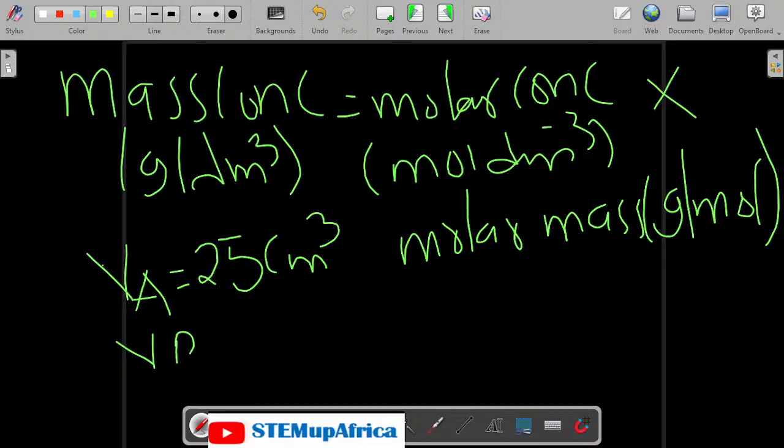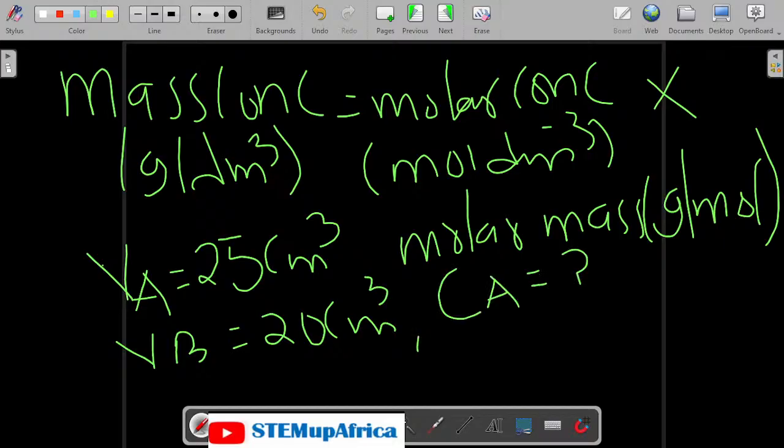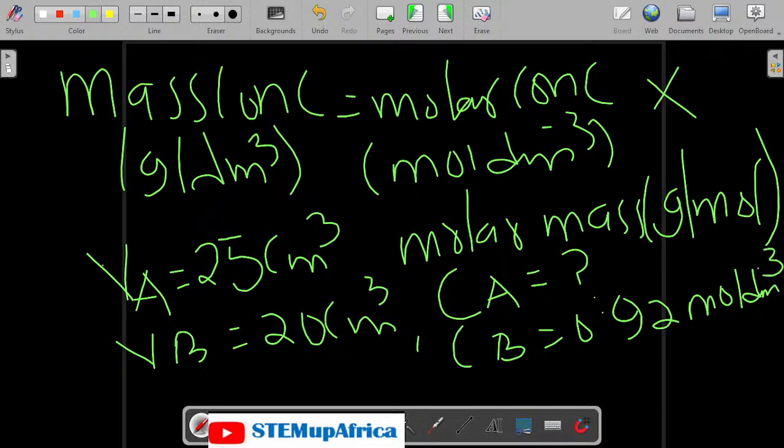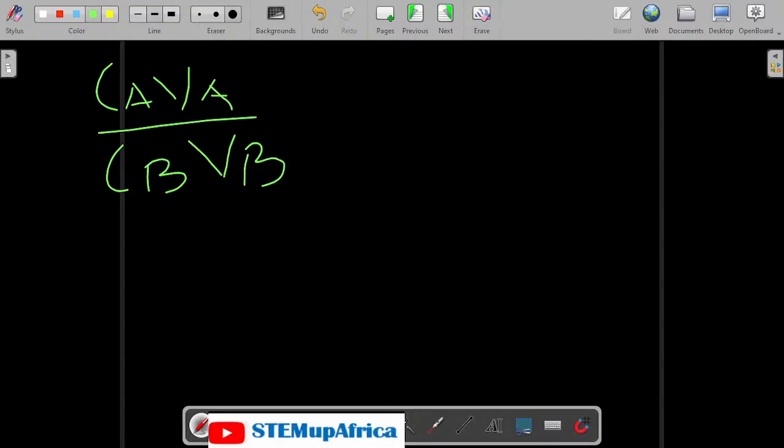Our VB is 20 cm cube. Our CA is unknown. Our CB is 0.92 mole per dm cube. So from here now we can calculate the concentration of the acid by inputting the general formula that says CaVa over CbVb is equal to Na over Nb.